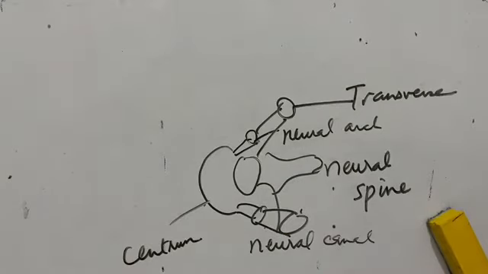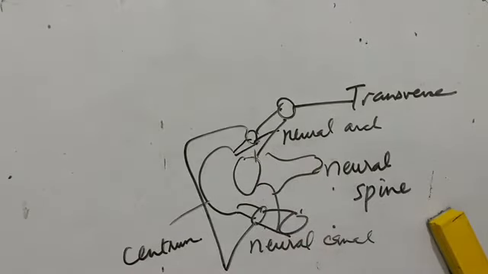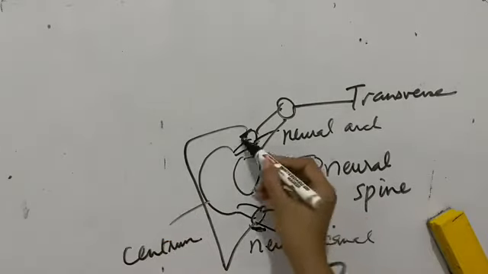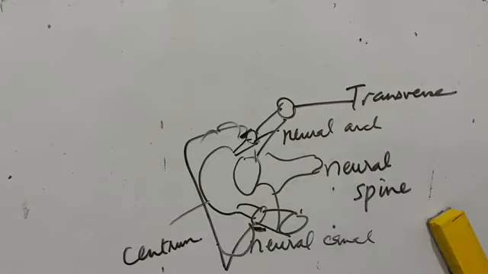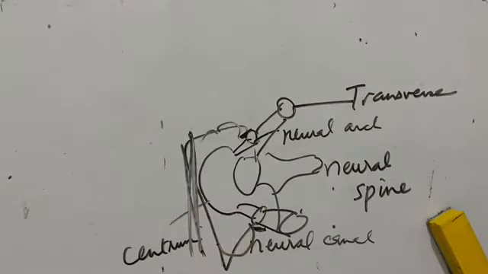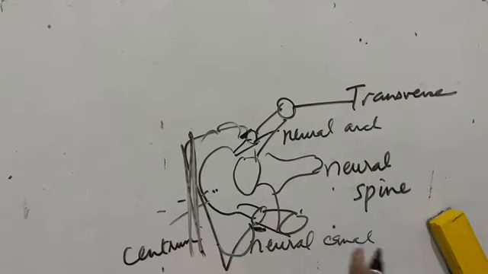And there are also present facets. Here are present 2 articular facets, here and here, because when one vertebra will combine with another, then this will form the link. Okay, and between 2 vertebrae also there is present a bit of cushion, so that the 2 vertebrae do not slide over each other. There shouldn't be any friction.